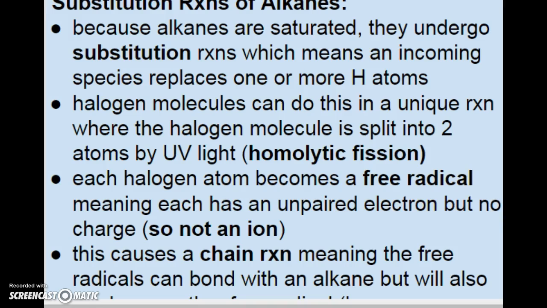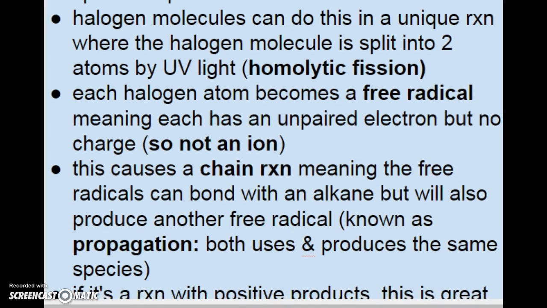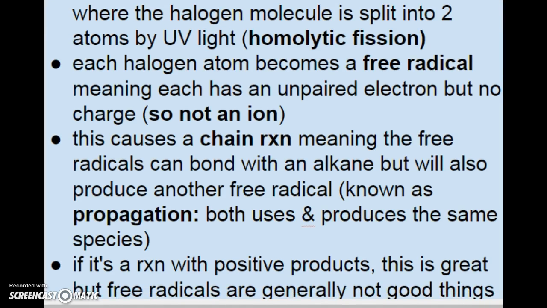This is a free radical, meaning it's really reactive, because chlorine, like any of the halogens, is among the most reactive of all elements. So it's going to cause a chain reaction. And a chain reaction is also unique because it means the free radicals can bond with an alkane, but it will also produce another free radical. Not necessarily the same free radical, but another free radical. And this is known as propagation.